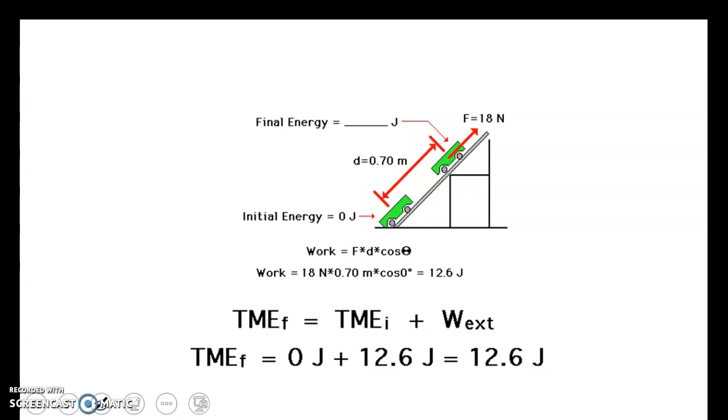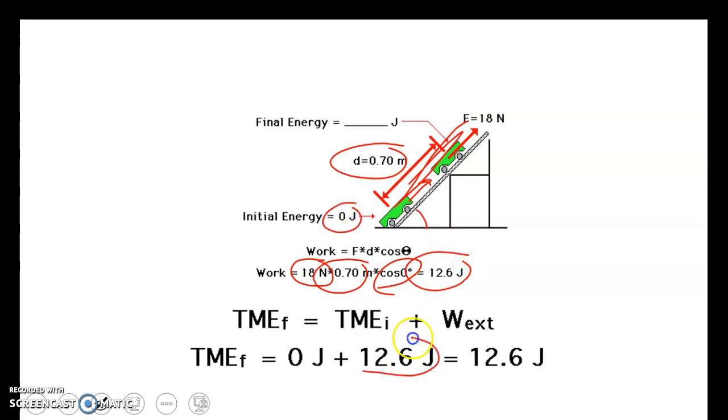Here we're pulling up an object up a slope. And since they're on the same plane, right, our angle's 0. Okay, don't worry about this angle, not important as long as they're on the same plane. 18 newtons of force, 0.7 meters times 1, 12.6 joules. Initially, we had no energy. We did work of 12.6 joules, which in this case, I'm guessing since we're going at a constant speed, would be its potential energy increasing 12.6 joules. But we're doing work externally.